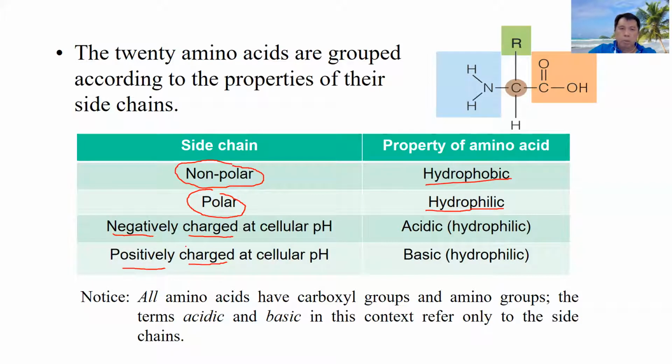The negatively charged ones are acidic, for example COO negative. Most of the others are positively charged, so they are basic. And then the remaining ones, together with the polar side chain, are the hydrophilic amino acids.